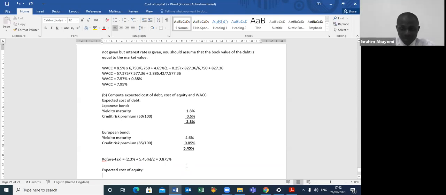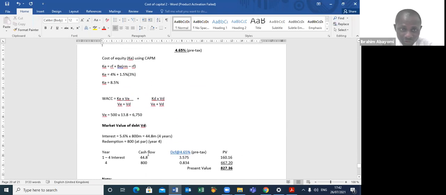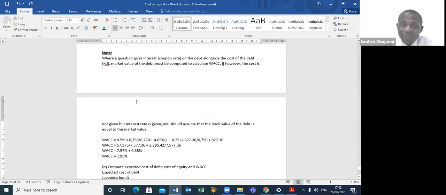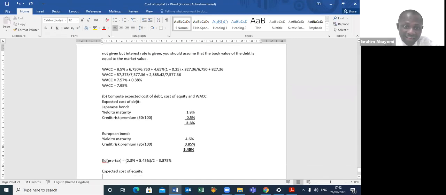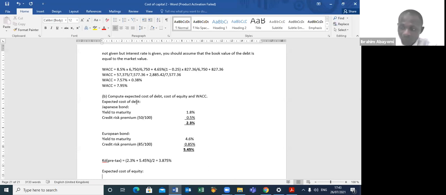Okay. Now, if you look at what we did up here, for the current cost of equity, what did we use? We use CAPM, and we use the current beta. What's the current beta? Please, beta is not a percentage. Current beta is 1.5, Abi. Now, do you think it will be appropriate for me to use that 1.5 as my beta here? No. Do you know the reason?